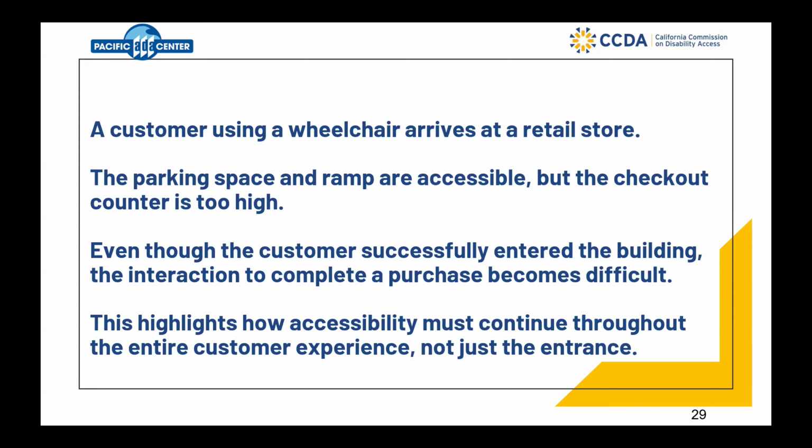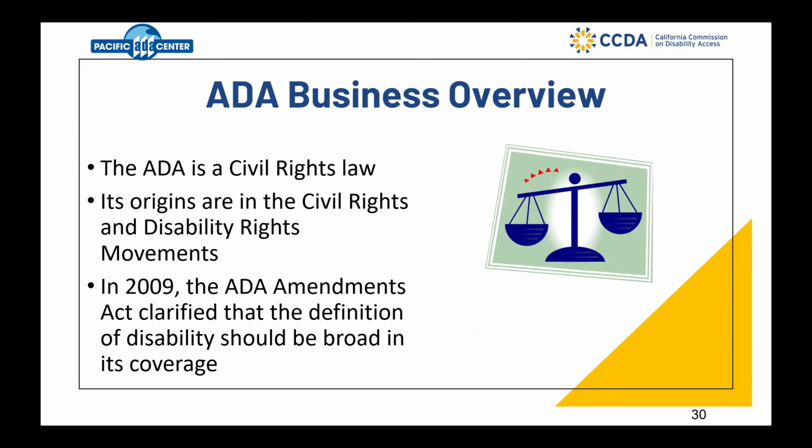So imagine that you're a customer using a wheelchair, and you arrive at a retail store. The parking space and the ramp might be accessible, but the checkout counter is too high. So even though you successfully entered the building and that was accessible, you can't complete your purchase because the checkout counter is too high. So this just highlights another example of how accessibility has to continue throughout the whole customer experience, not just at the parking and the entrance, but the entire customer experience.